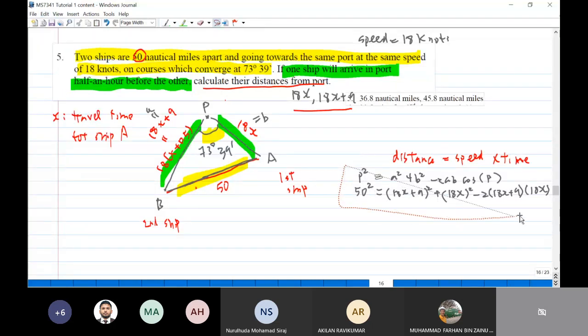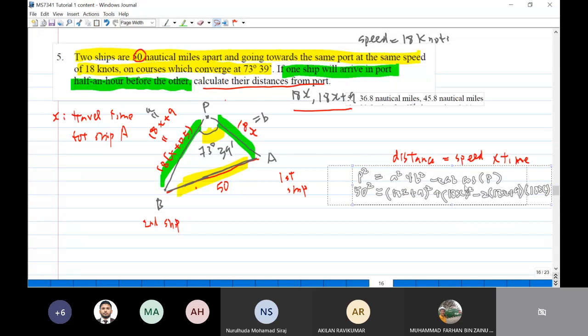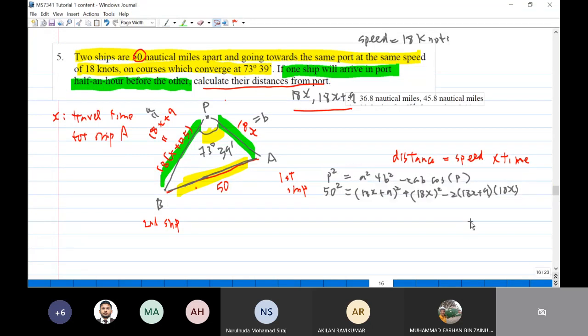So I need to bring this study here. So this will give you cosine of 73 degrees 39 minutes. Okay, so now is the difficult part. Some of them are easy to find, some of them hard to find.